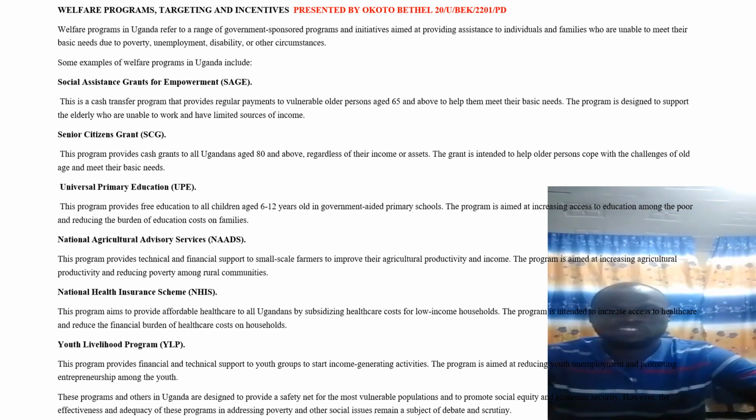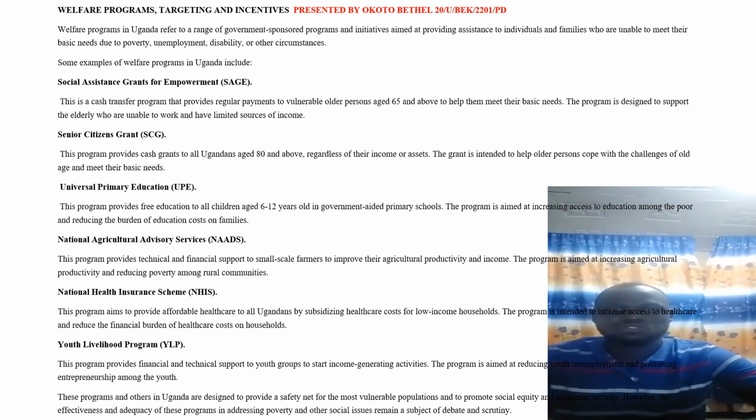In Uganda, welfare programs include the following. The first one is Social Assistance Grant for Empowerment, SAGE. This is a cash transfer program that provides regular payments to vulnerable older persons aged 65 years and above to help them meet their basic needs. The program is designed to support the elderly who have limited sources of income.